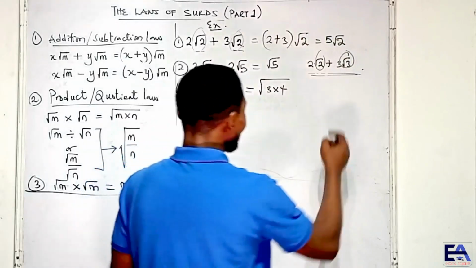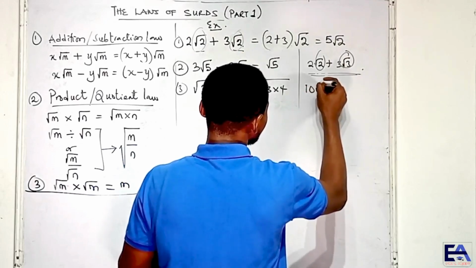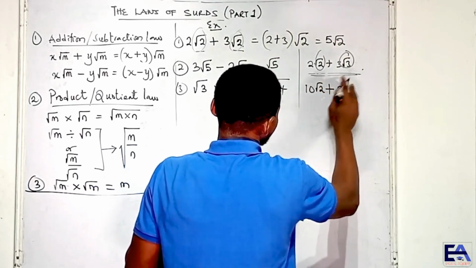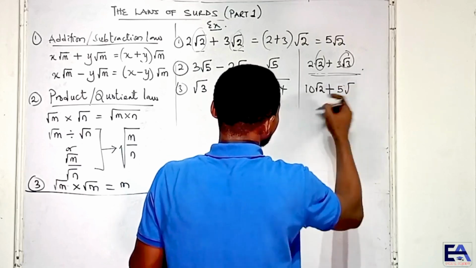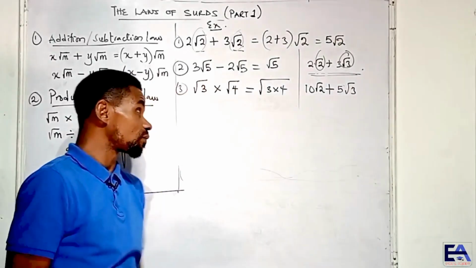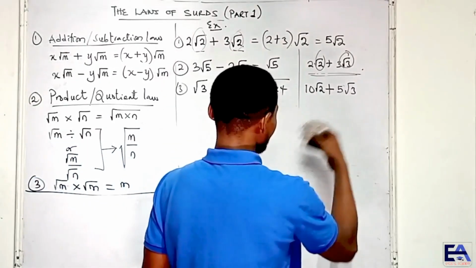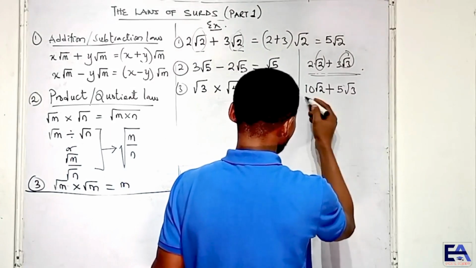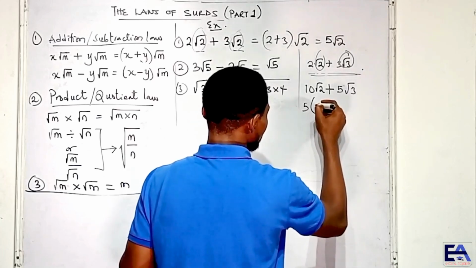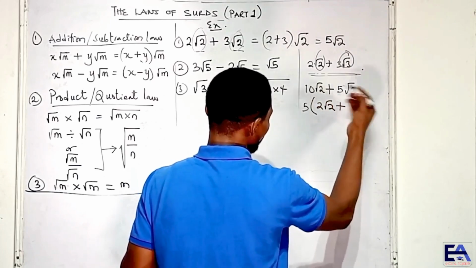If you had something like 10 root 2 plus 5 root 3, you could still do some mathematical stuff like factorization. You can factorize and say we have a common factor, 5, which can go outside, and then 5 in 10 will give you 2. So you have 2 root 2 plus.